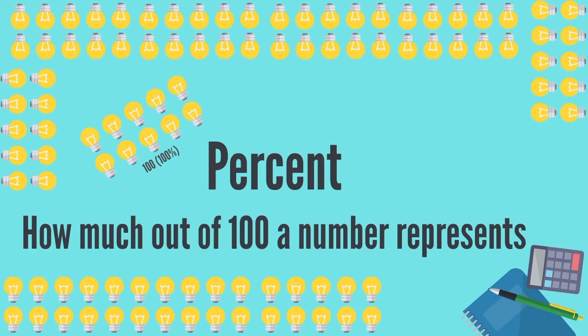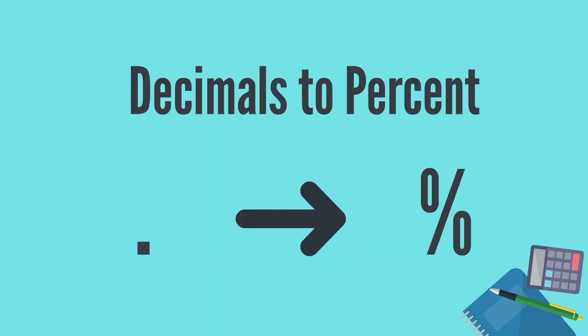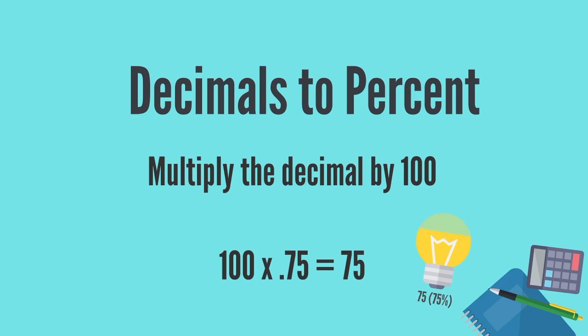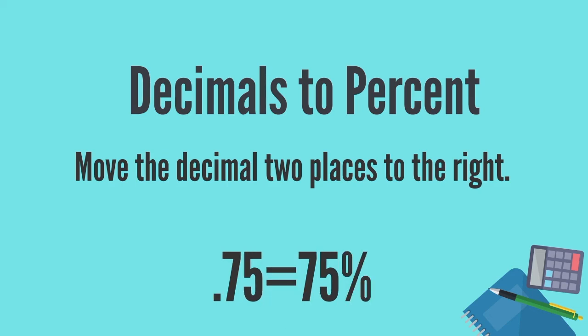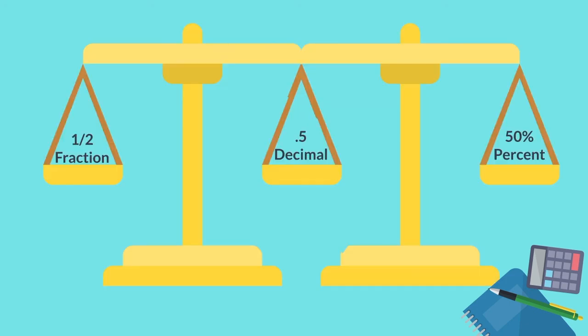Percent refers to how many out of 100 a number represents. With percent, we are talking about everything as if it's parts per 100. The way to convert decimals to percentage is to multiply the decimal by 100, or just move the decimal point back 2 places. So 0.75 becomes 75%. Just remember, whether you're representing a number as a fraction, decimal, or a percent, you're talking about the same quantity.